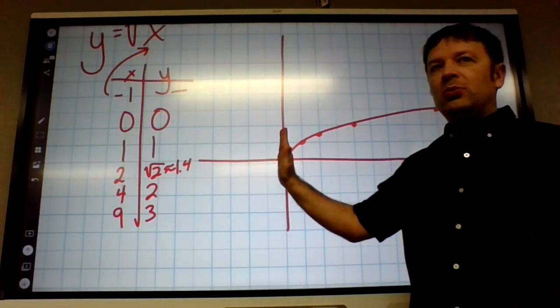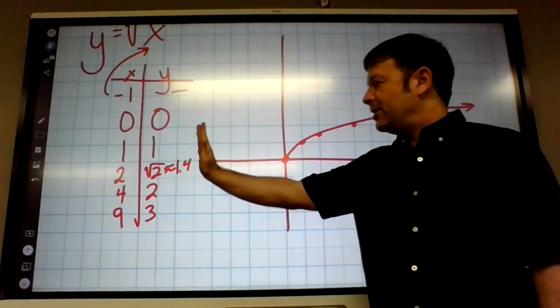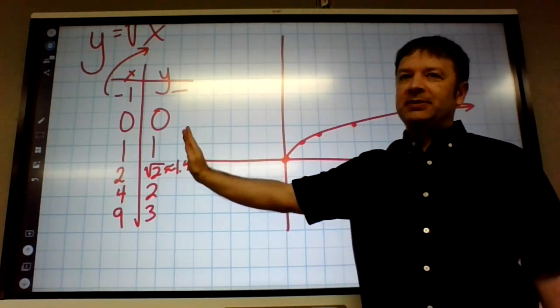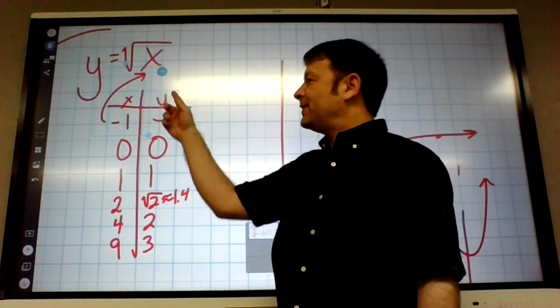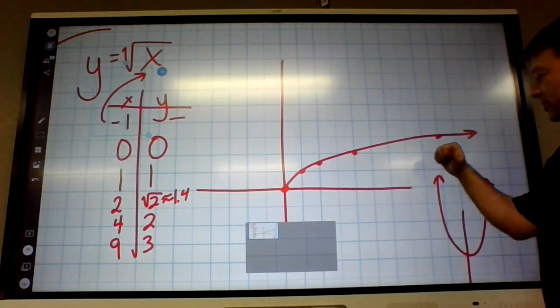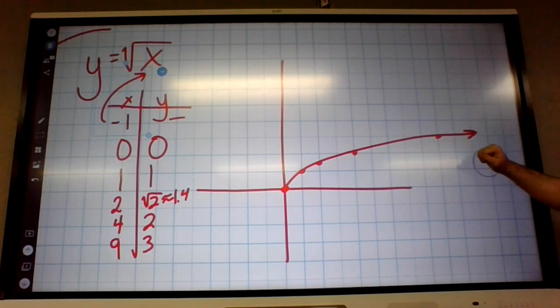So, what's going on over here? Nothing. Because we cannot plug in negative x values to square root of x. It doesn't really work.